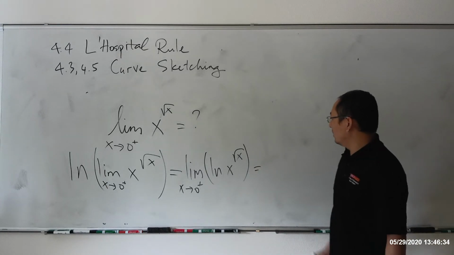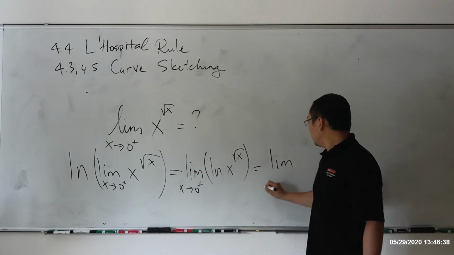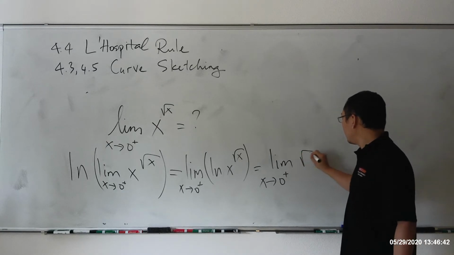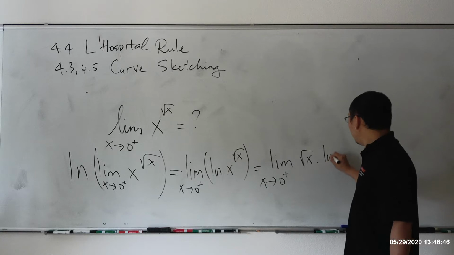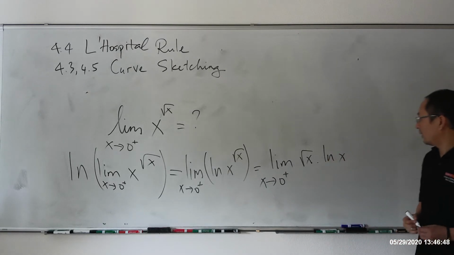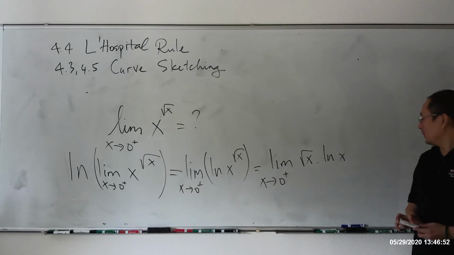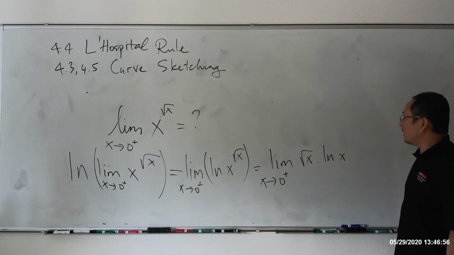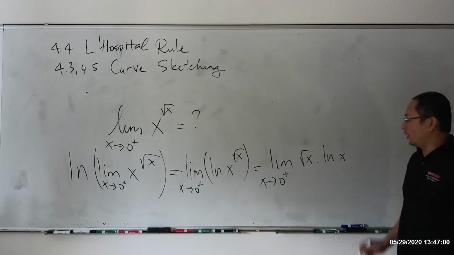For the log, we can bring the exponent down. So this is equal to the limit as x approaches 0 plus of square root of x times ln of x. Okay? So far, so good. So we have a product in here, and you don't see any fraction yet. So your question should be, how can I apply the L'Hopital rule in here?